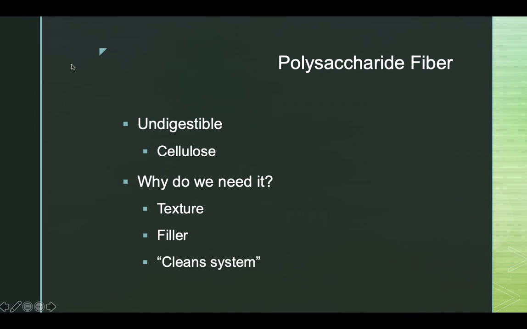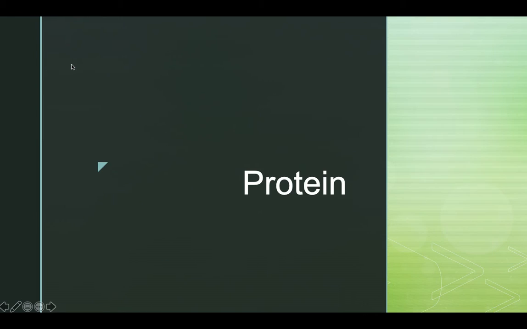It also helps clean the system, so it helps make you regular. It helps make you poop. It will go through because it doesn't break down. It goes through your digestive tract and helps clean it out so that everything exits your digestive tract. So that ends carbohydrates. We're going to quick zoom through some proteins.